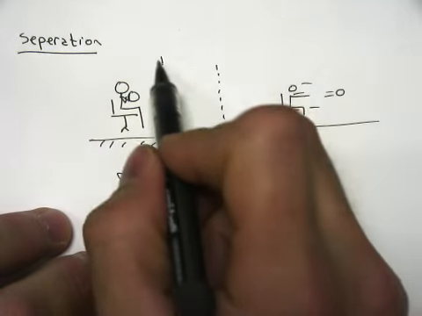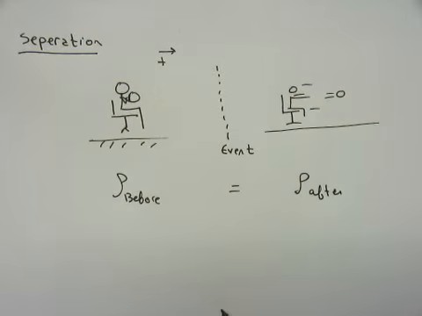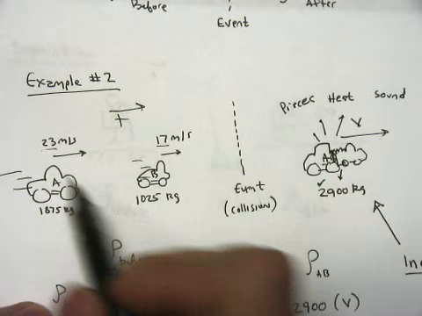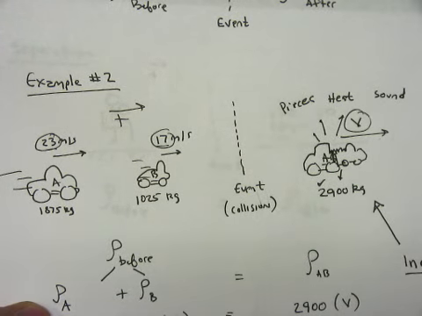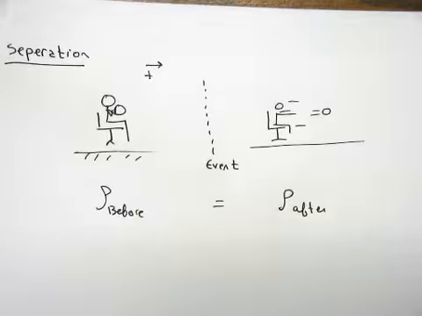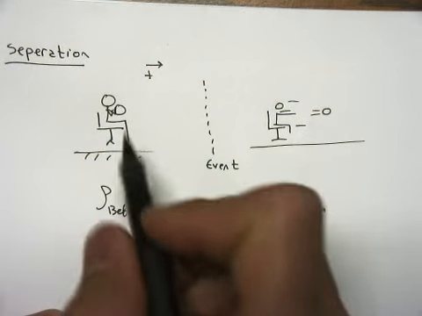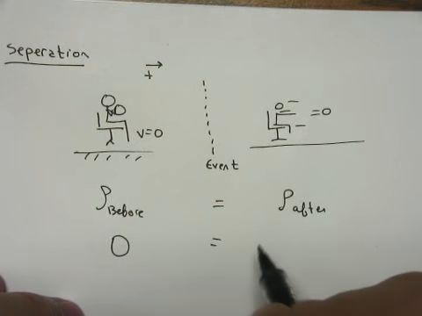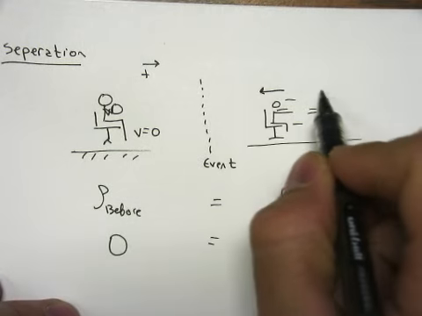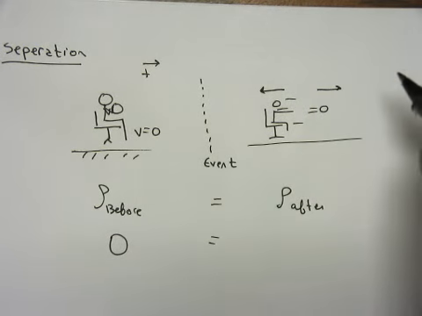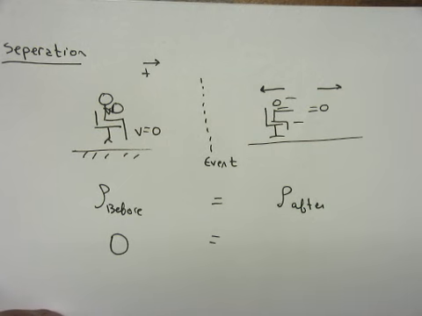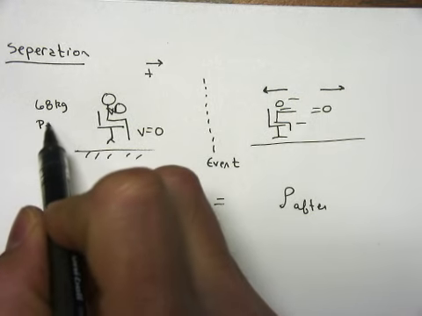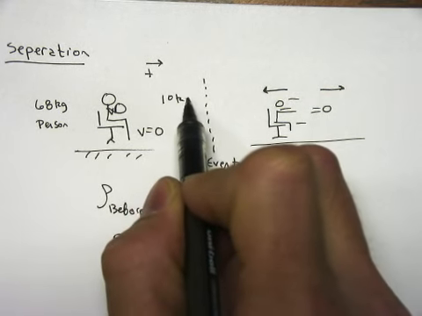But the thing is, you have to define some direction as positive. Back in our last problem, we had everything moving in the same direction, so everything was positive. The only difference with the separation is my momentum before is actually 0, because my velocity to start with is 0. Then afterwards, this thing's moving this way, the ball's moving this way. You could give masses to them. Let's say this person is 68 kilograms and a 10 kilogram ball.